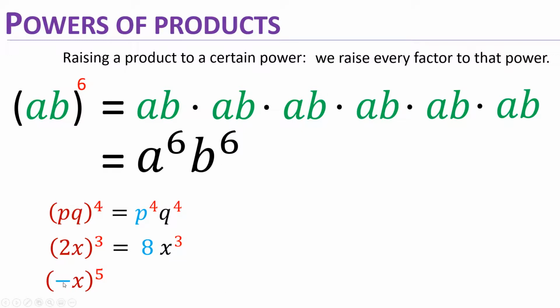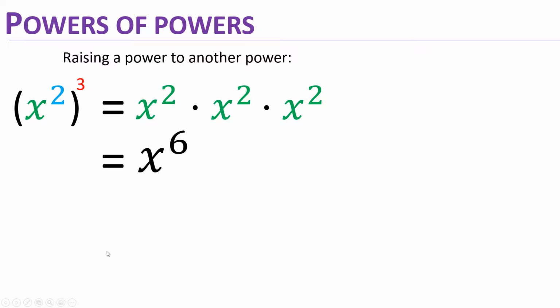This product also has a number and a letter. The number is -1, so it means we raise -1 to the power of 5. When we multiply -1 by itself repeatedly, we either get -1 or +1. So let's see. Negative times negative is positive, so if the exponent is even, the result will be positive. In this case, however, the exponent is odd, so the result is -1. Then, of course, we also raise x to the power of 5. So the simplified formula is -1 times x to the power of 5, but in that case, we usually omit the 1.